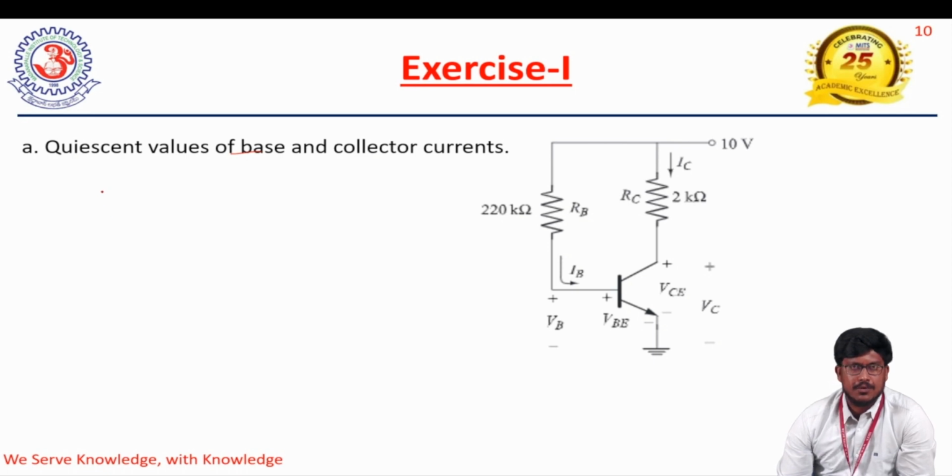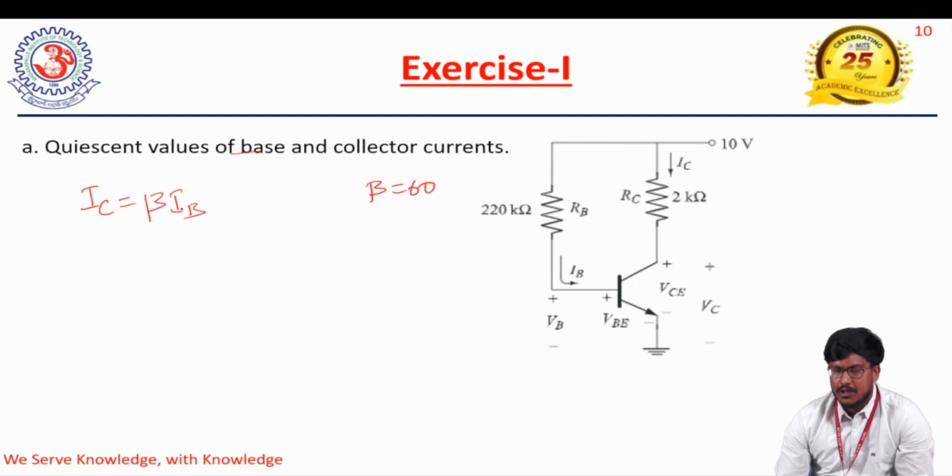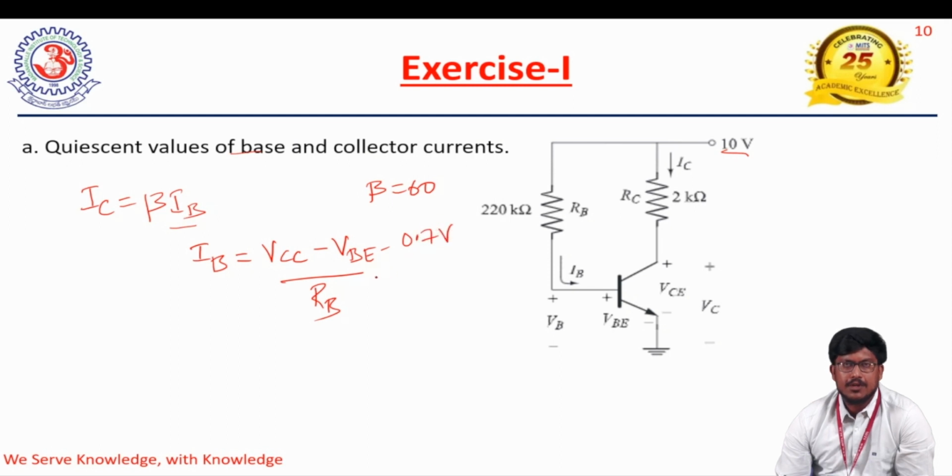In the previous slides, we obtained the equation for the collector current, that is beta times IB. Beta is given as 60 in the first case. In order to obtain the collector current, first we need to determine the base current. The base current equation we saw in the previous slide is VCC minus VBE divided by RB, the base resistance. VCC is 10 volts, VBE is 0.7 volts, which is given in the problem itself, and RB is the base resistance, 220 kilo ohm. By using these values we can obtain the base current.